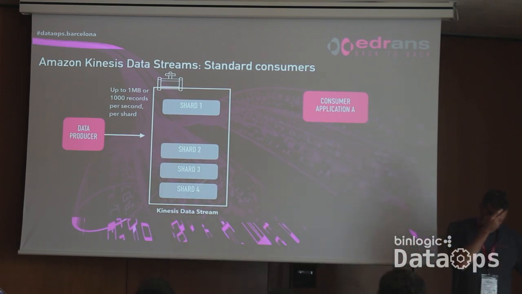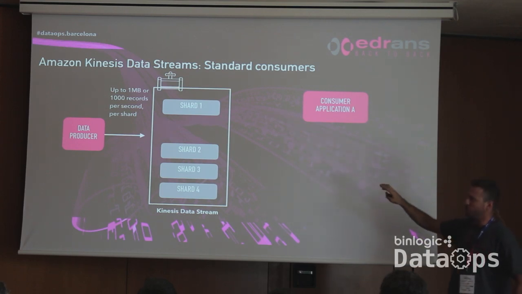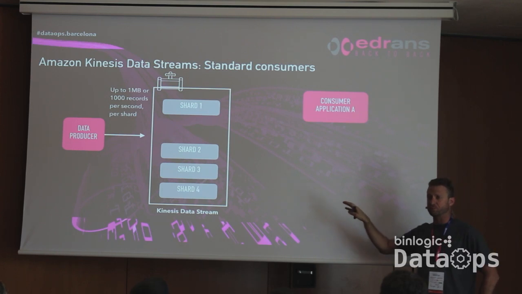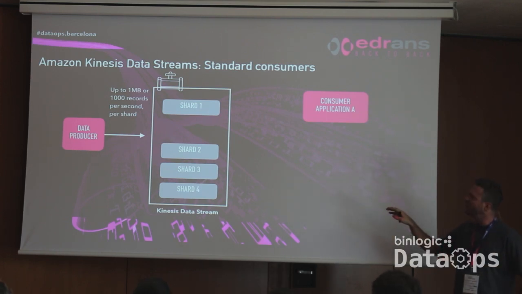So standard consumers. This is what the vast majority of AWS customers are using nowadays, basically because there was no other way to do that until now. So what is a standard consumer? Before entering into that, just take a look at the white rectangle in the middle. That's a representation of a stream, and it's made of shards. If you're not familiar with shards, a shard is a unit of scale in a stream. So every shard can get 1 megabyte per second or 1,000 records per second.